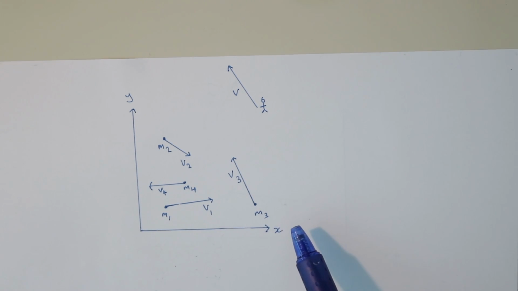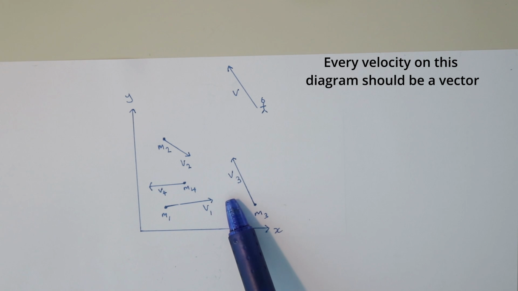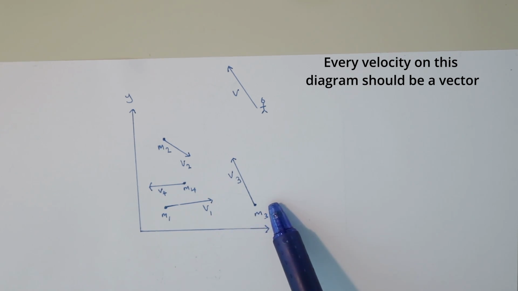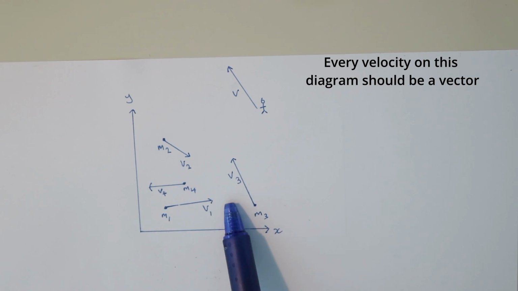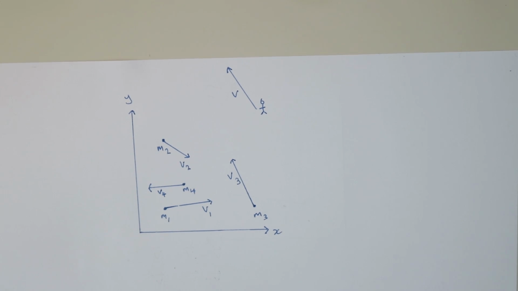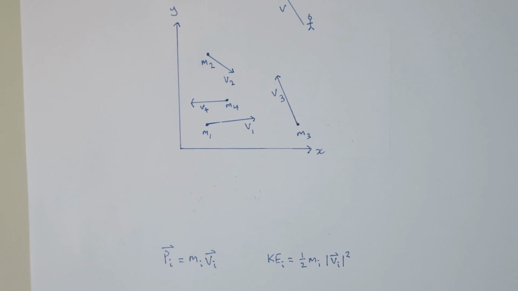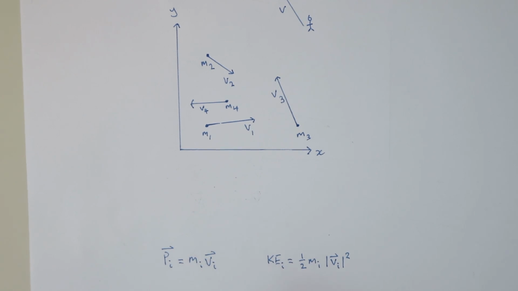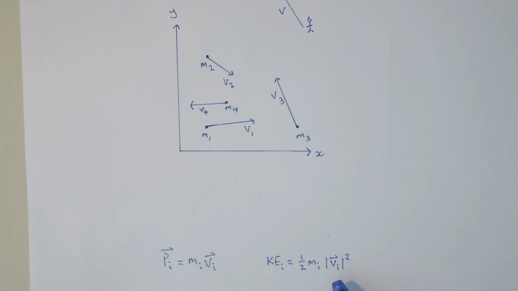And I've labeled each particle with a mass and a velocity. For example, this is particle 3, and it has m3 and v3 as its mass and velocity. For any individual particle, the momentum will be its mass times its velocity, and of course momentum is a vector, whereas kinetic energy is a scalar, and it's 1/2 times its mass times the magnitude of its velocity squared.